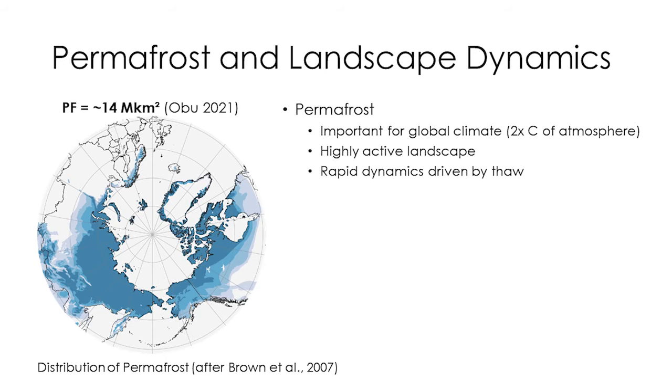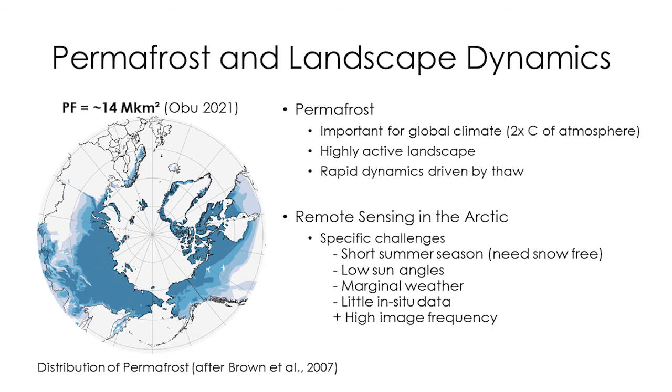In permafrost soils, there is around 2 times more carbon than in the atmosphere right now. And permafrost landscapes are really highly active. There are a lot of rapid dynamics which are driven by thaw of ground ice, and one of them is retrogressive thaw slumps.